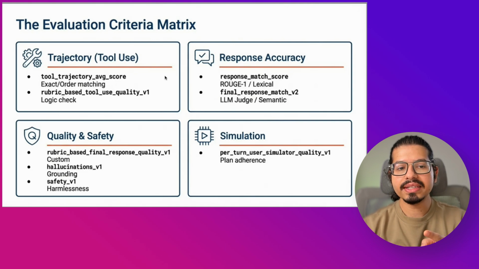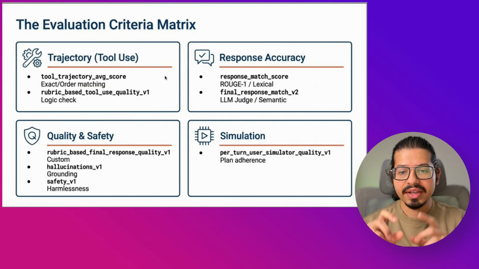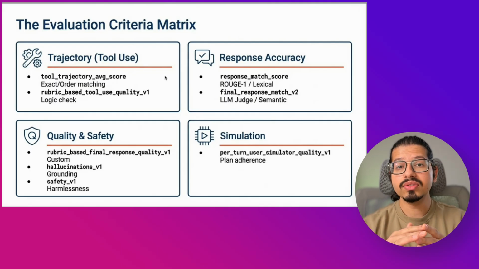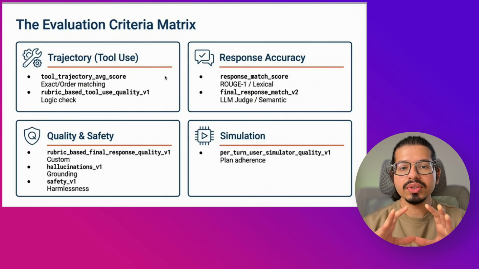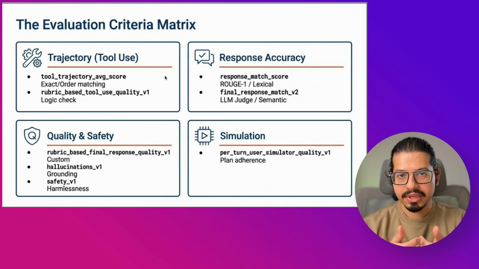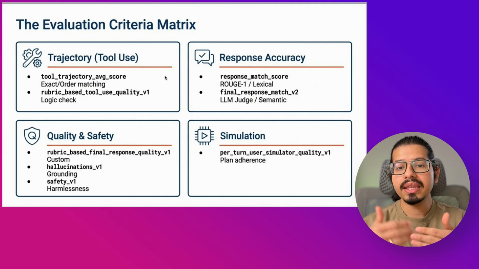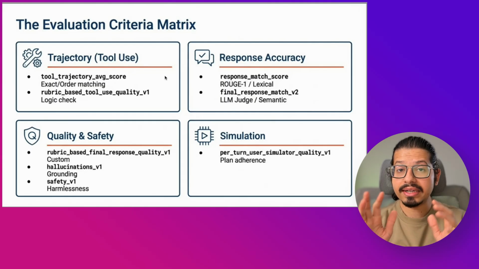Third is for quality and safety, which is typically for the tone, the grounding, and the harmlessness. They are rubric based final response quality V1, hallucinations V1, safety V1. And then for simulation, we have per turn user simulator quality V1. So this matrix gives us a structured way to cover all the dimensions that ADK allows us to measure. Now let's look at each of these separately at a high level.